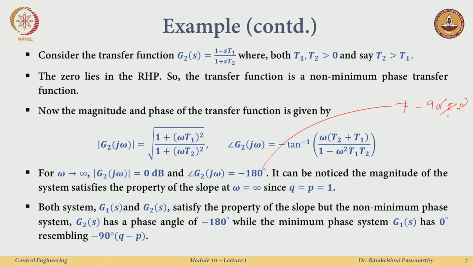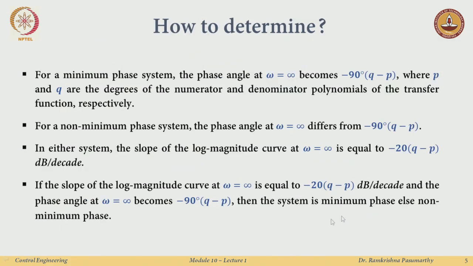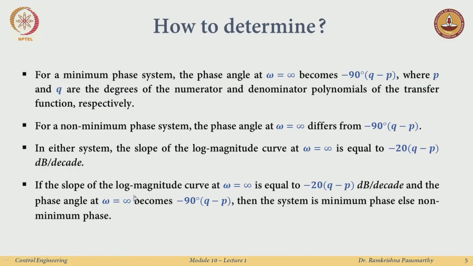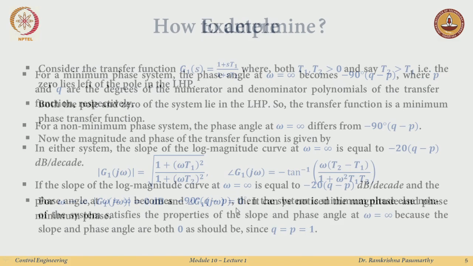q minus p in our case is 0, therefore, this angle, if it is a minimum phase system, should also be 0. And since this does not hold, we say that the system is a non-minimum phase, right, from these two conditions. So, sorry, this condition is satisfied trivially, but this condition is not satisfied.